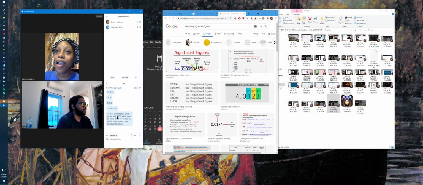of some type of question where there's going to be multiple values with different numbers of significant figures, and whatever your answer is, it's going to have the lowest number of significant figures.